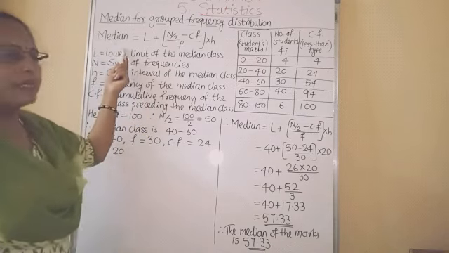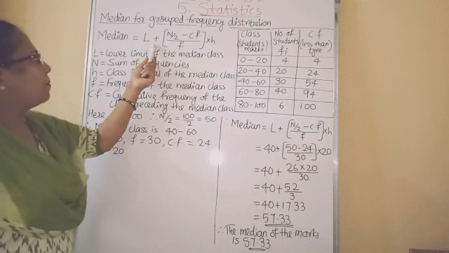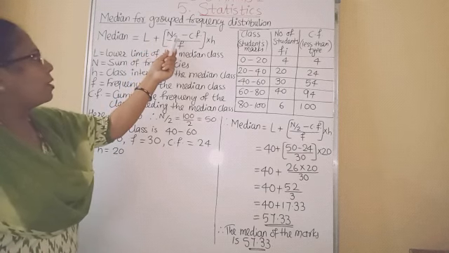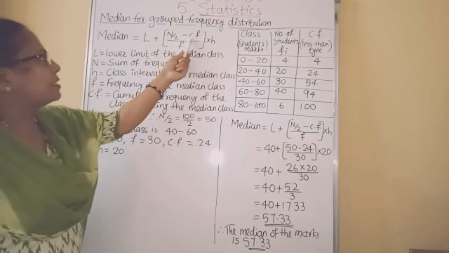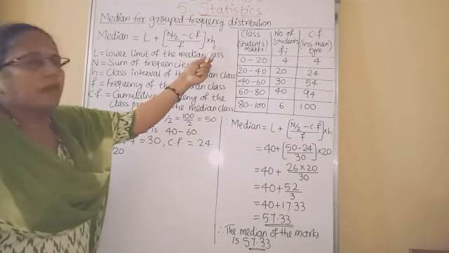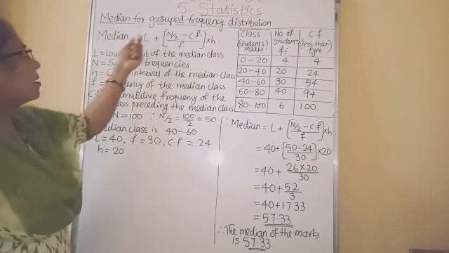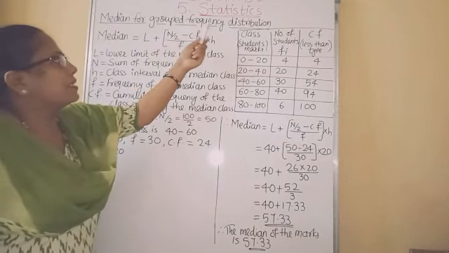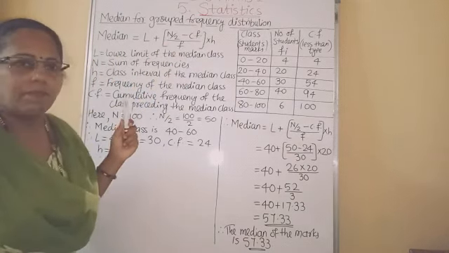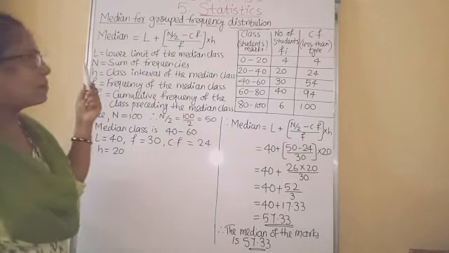The formula is median is equal to L plus (N upon 2 minus CF) upon F, into H. This is the formula to calculate the median for a grouped frequency distribution table. Now we will see the meaning of each abbreviation here.